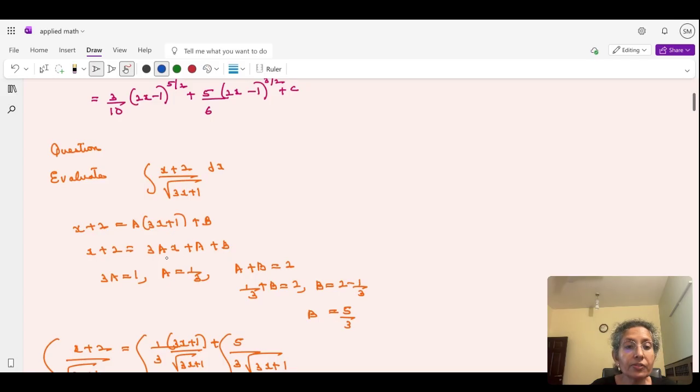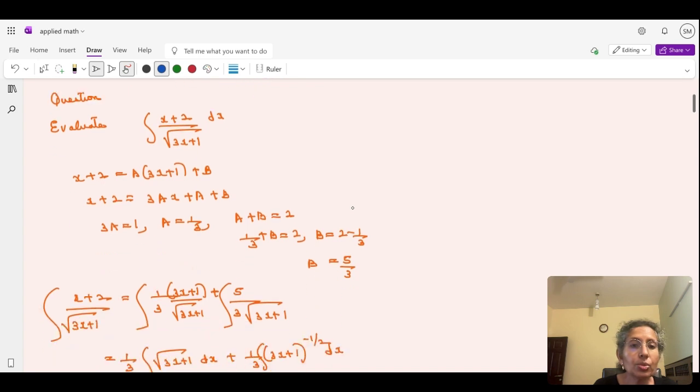Coefficient of x on the left hand side is 1, on the right hand side is 3a. So 3a is 1 or a is 1 by 3. Constant term on the right hand side is a + b. Constant term on the left hand side is 2. So a + b is 2. Solving both together, you get b is 5 by 3, and now you substitute here.